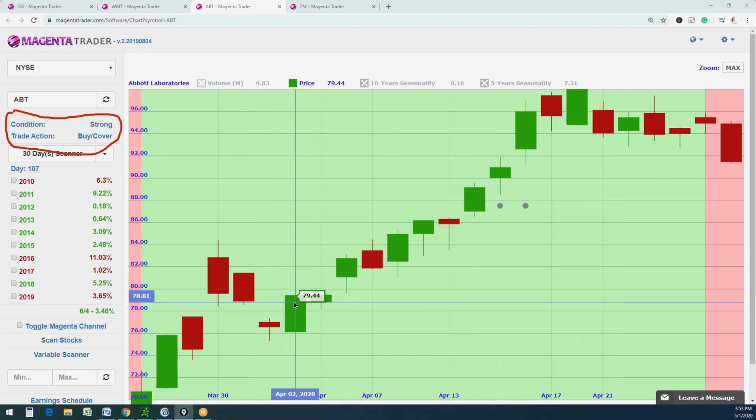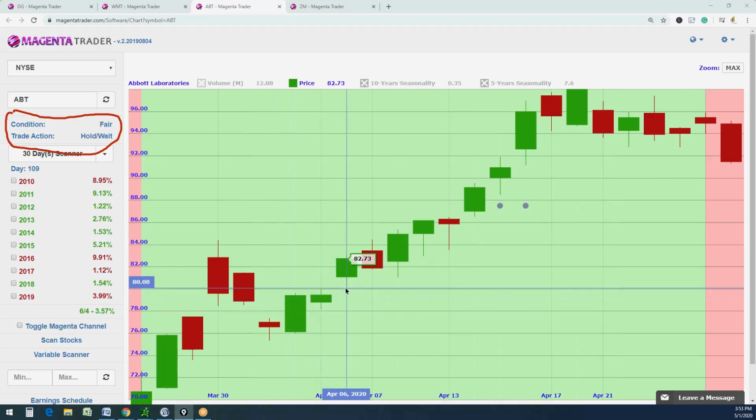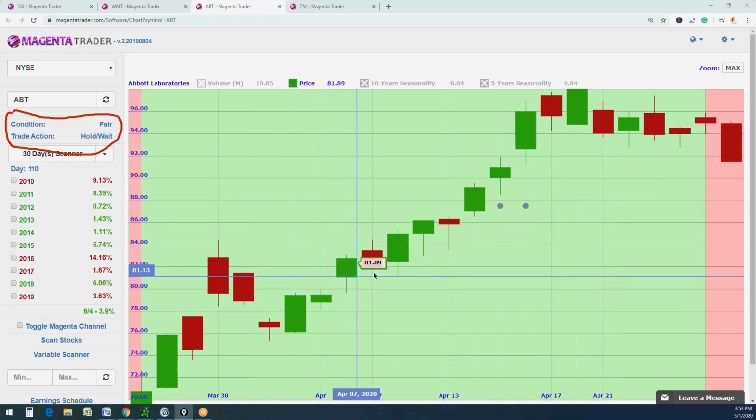The day after that, which was April 2nd, it suggested even buying more. And then on April 3rd, it suggested buying more. And then after that, it said, no more buying, no more selling, don't do anything on this day. The day after that was a red candle.